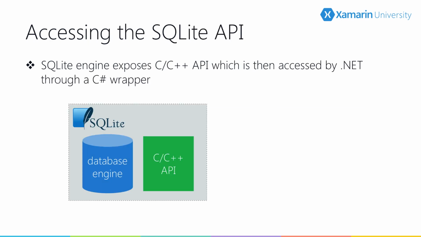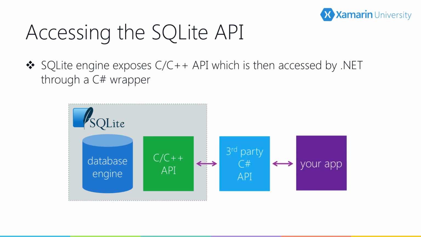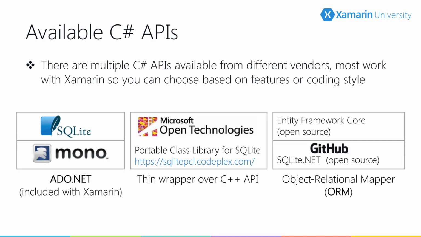The built-in SQLite engine supports a C or C++ API. We have to pick a third-party library that provides a C# API to access the SQLite database. There are actually several to choose from. We can either use the Mono libraries that use the old ADO.NET style, which is not really a preferred approach anymore. We can use a wrapper provided by Microsoft, the portable class library for SQLite. We can also have a look at Entity Framework Core, which is open source and falls into the category of ORM, Object Relational Mappers.